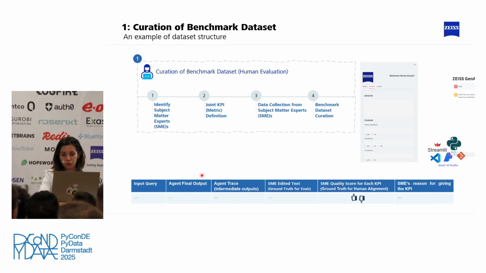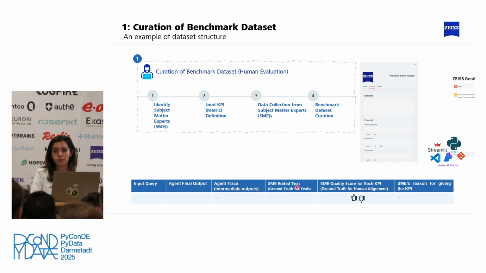I would also like to give you a rough idea of how the structure of the benchmark data set would look. It's something like this. We would have the input queries, which are the user query for the agent. We have the agent final output, but it's also my recommendation to collect the agent trace, meaning all the intermediate outputs that we have from the different skills and the different tools that the agent has. These are of utmost importance when you are doing root cause analysis and want to reveal the limitations of your agent. These are from your agents.